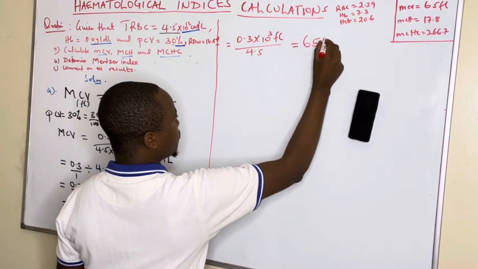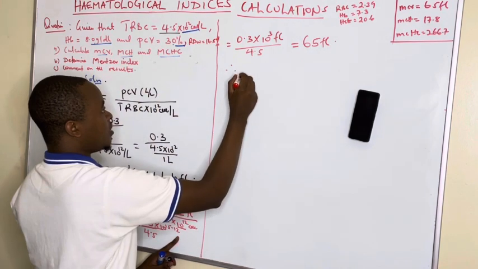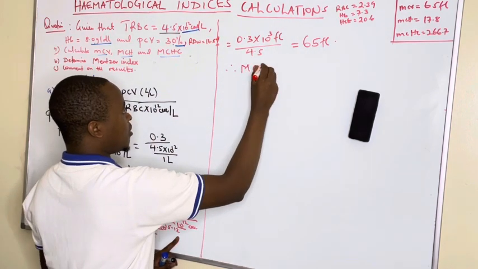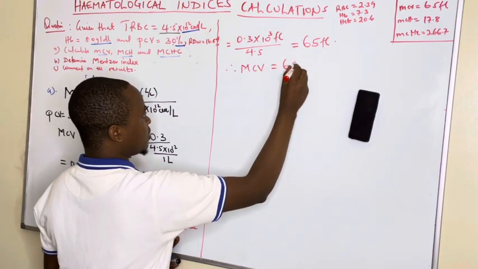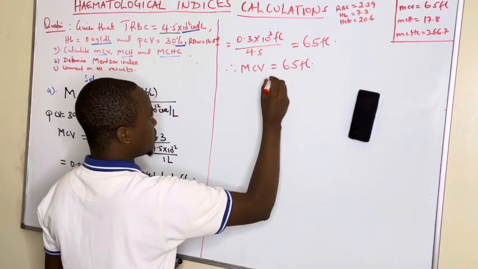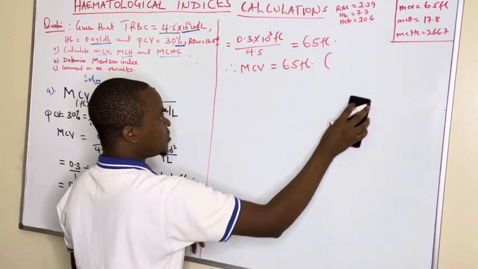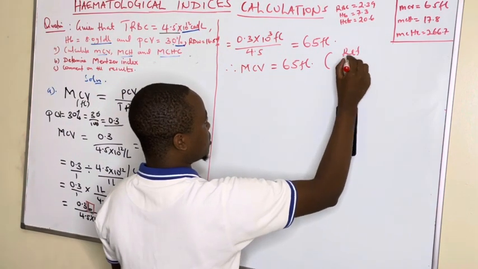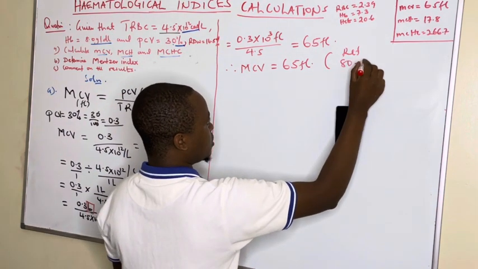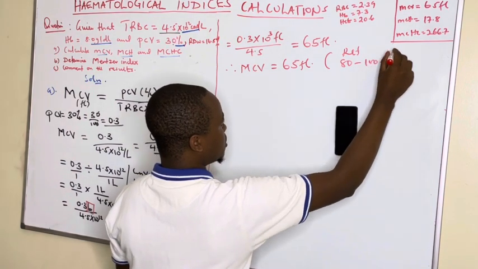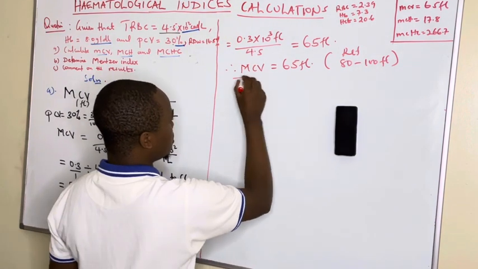And the final answer of this, we get 65 femtoliters. Therefore, the MCV of our patient is equal to 65 femtoliters. The reference range of MCV is always 80 to 100 femtoliters, meaning our patient has a low MCV.